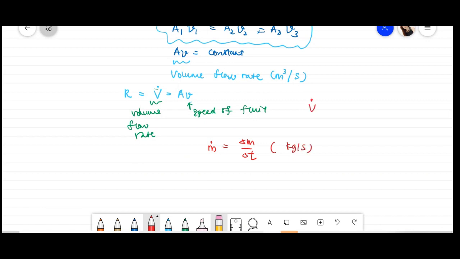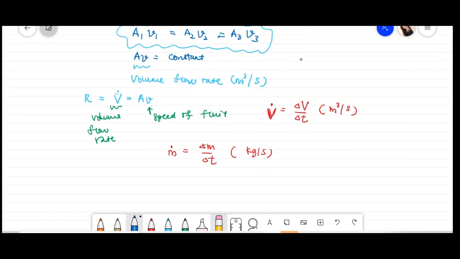So this volume flow rate refers to delta V divided by delta T, where the unit is meter cube per second. There's a difference between the volume flow rate and mass flow rate. AV is constant, so it implies that A is inversely proportional to V. If you want the fluid to move with higher speed, the cross-section area must be lower.